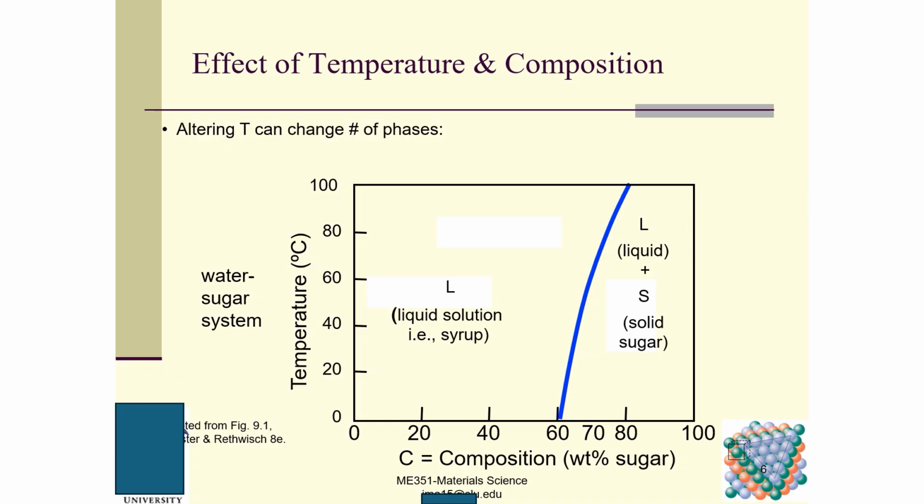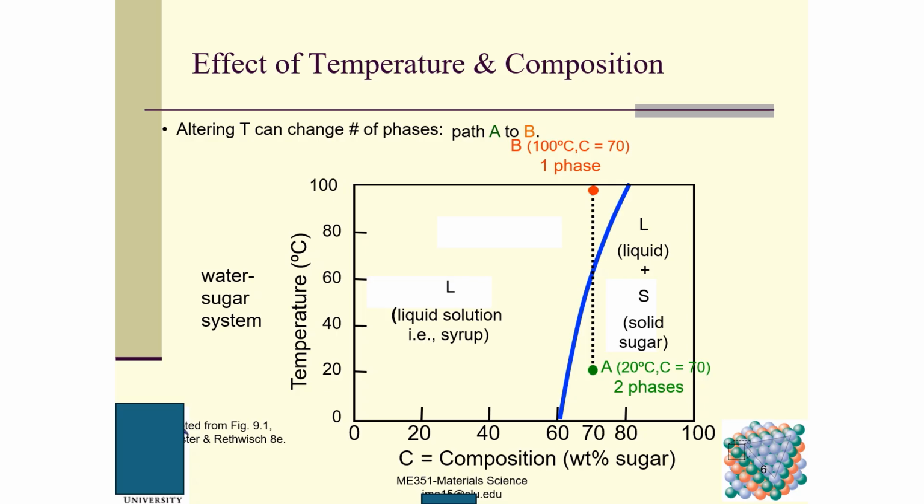Effect of temperature and composition. Altering T can change the number of phases. If we change the T here, path A to B, you can see this part. This is B, 100 degrees C, and for C equals 70, this is 20 degrees, C equals 70. If we change the temperature, we can change the phase.